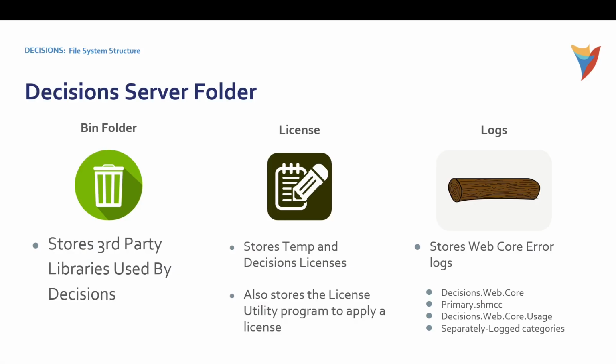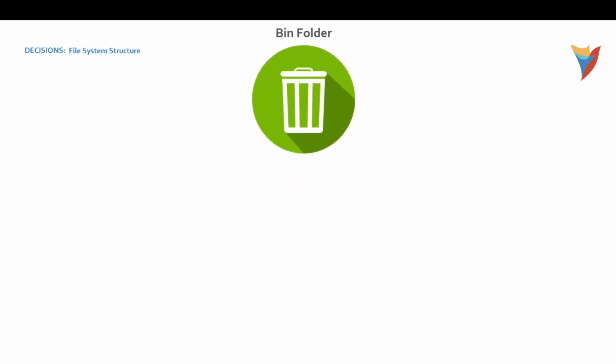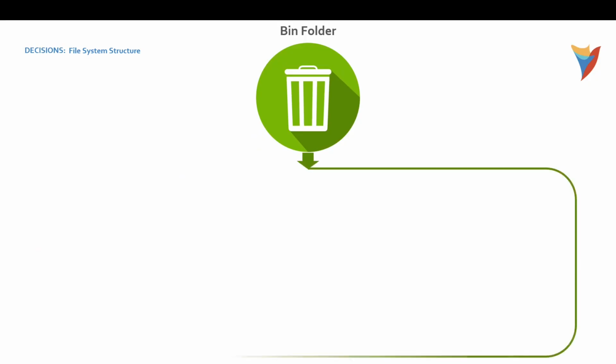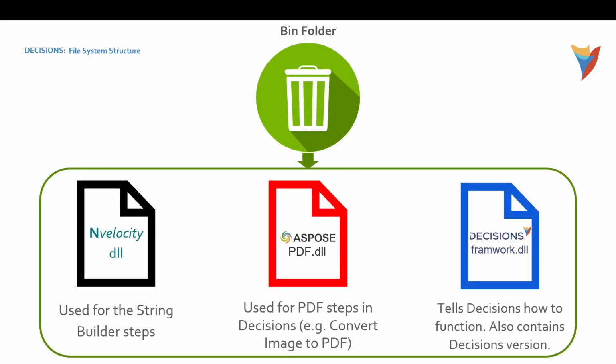This bin folder stores a bunch of third-party libraries that Decisions uses. For example, it stores the nvelocity DLL, which is used for our decisions string builder steps, asPostPDF.dll, which is used for all of our PDF steps, such as convert image to PDF, and of course the decisions framework.dll. Your decisions instance wouldn't run without this.